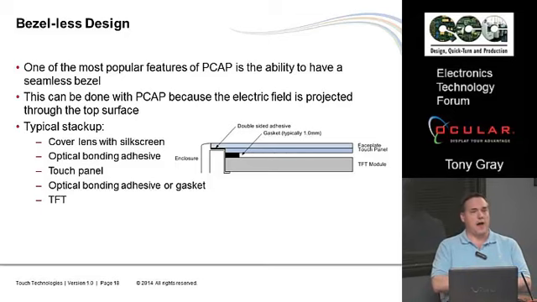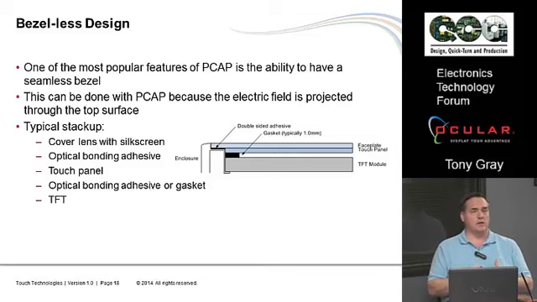Then adhered to the back of that with optical adhesive is the touch panel, and that touch panel could be a single layer of film that gets adhered with an optical adhesive. It could be a 2-layer glass touch panel that gets put on with an optical adhesive and has another adhesive in between the 2 layers to bond them together.